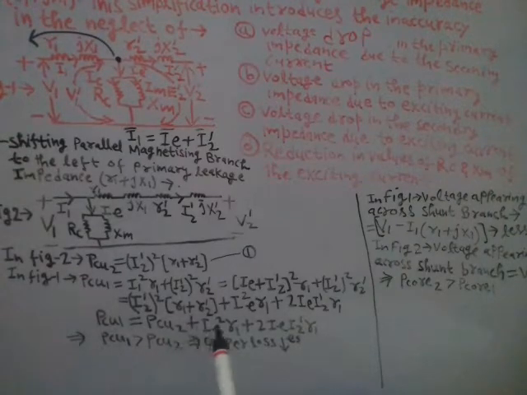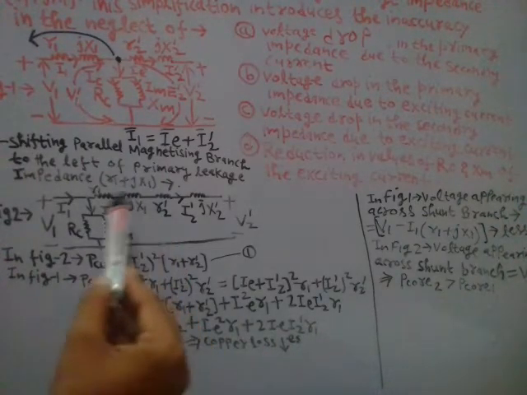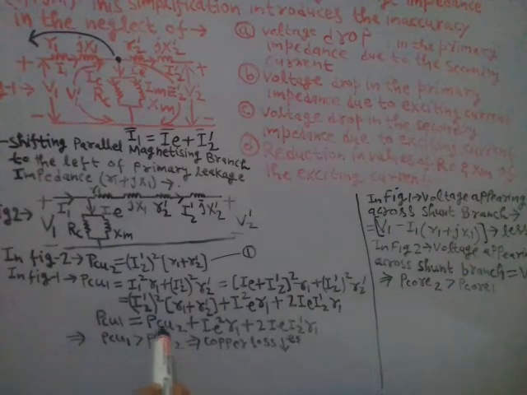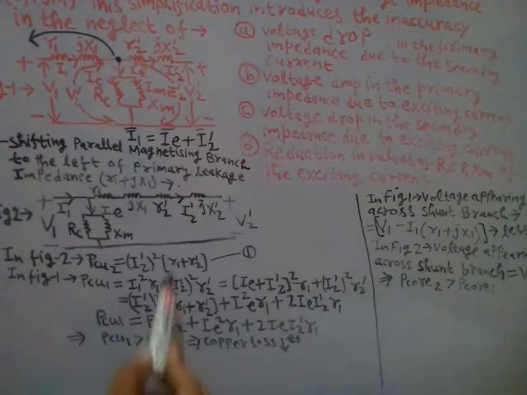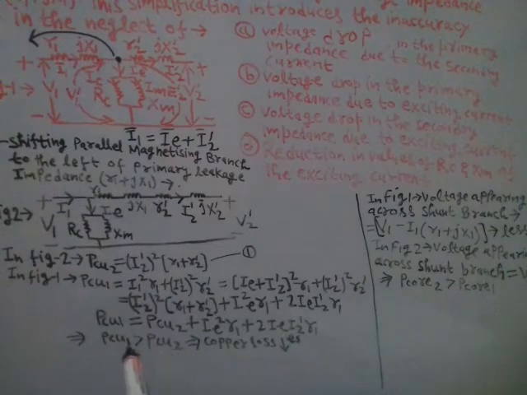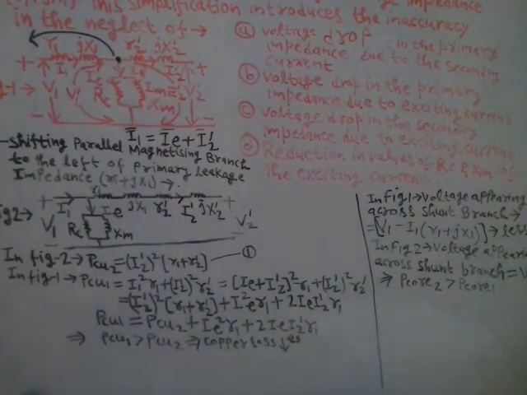So when you add I_E square R1 plus 2 I_E I2 dash into R1 in the copper loss for the second figure, that is PCU2, then it will become equal to PCU1. So obviously you can write PCU2 is less than PCU1. That means copper loss for the second figure will be less than copper loss in figure number 1. So PCU2 is less than PCU1, that means copper loss will decrease.